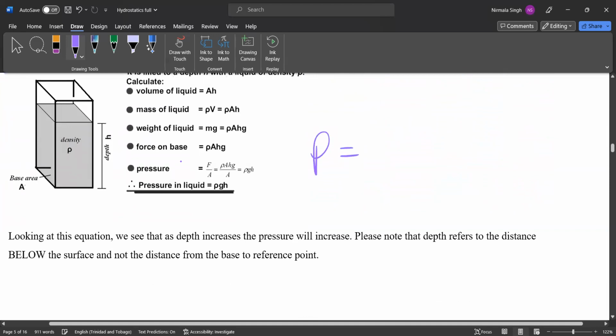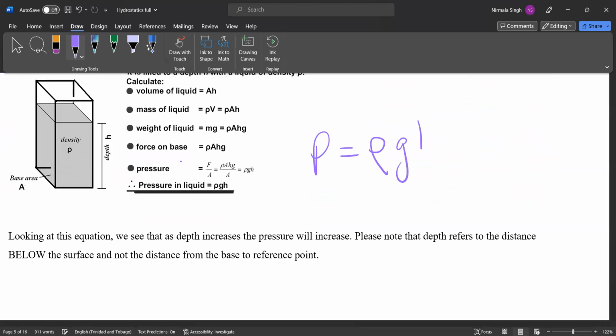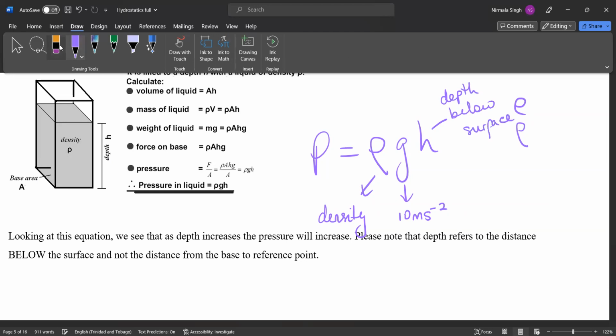Pressure in a liquid is given by the equation rho g h, where rho is your density. Remember, I taught you how to write rho. Rho is like taking an E and stretching it out. It's a Greek letter. We have the acceleration due to gravity, which is nice and sweet, 10 meters per second squared. And h is the depth below the surface. So the deeper you go in a liquid, the more pressure you feel.